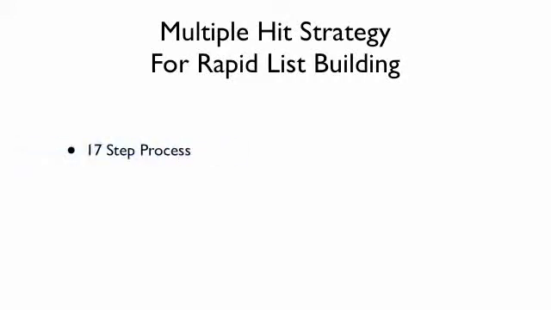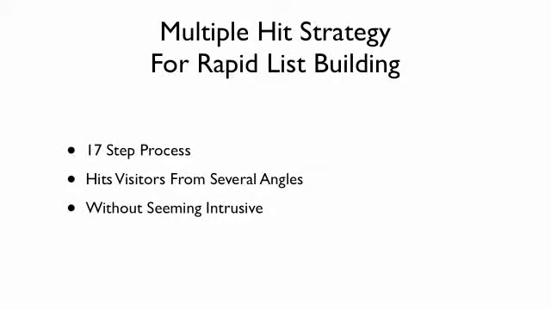In this report, you will learn a 17-step process for optimizing your Subscribers Magnet plugin that will hit visitors from several angles without seeming intrusive or cumbersome. In effect, you are forcing the plugin to spin on all cylinders in order to maximize visitor subscriptions.